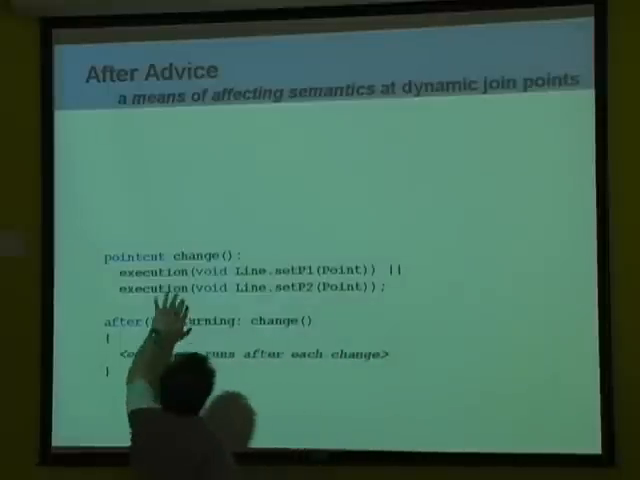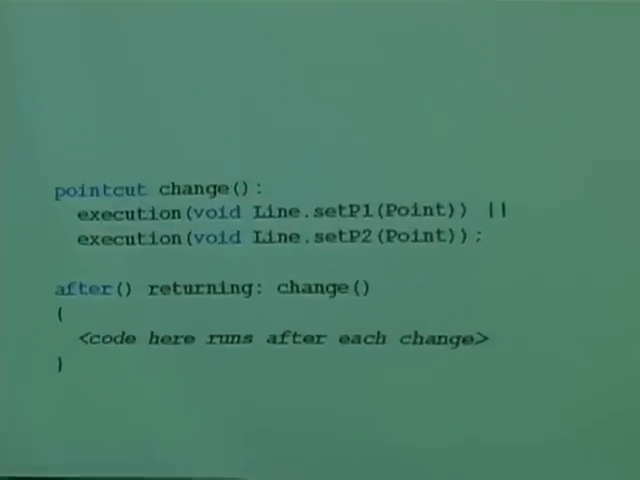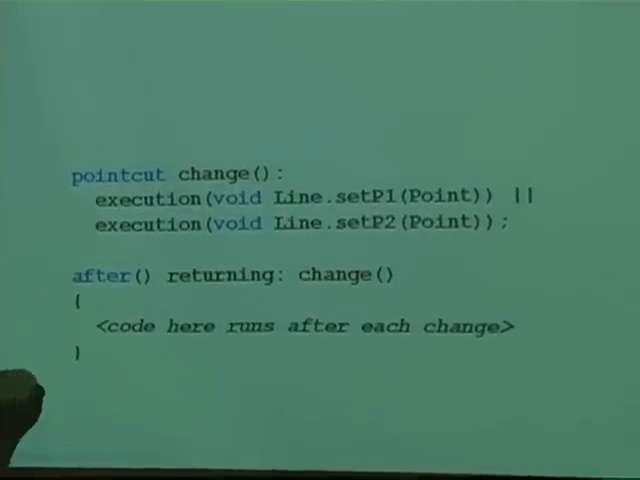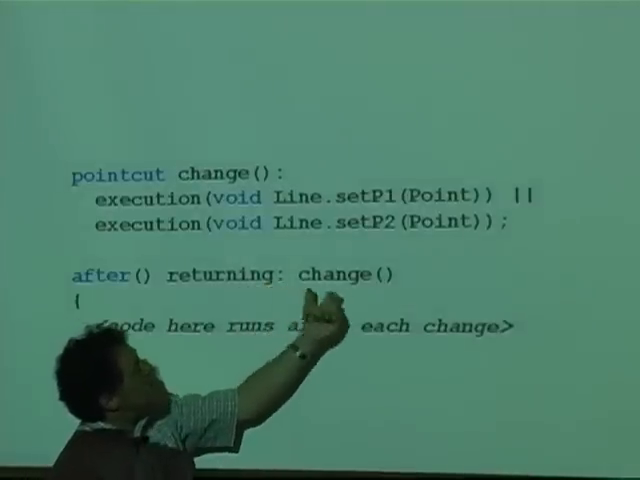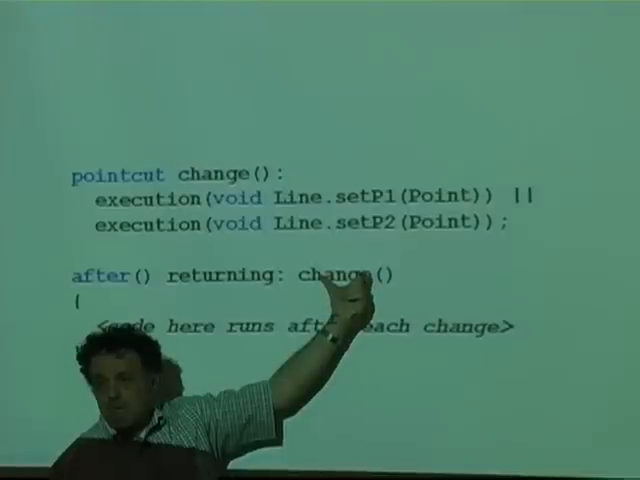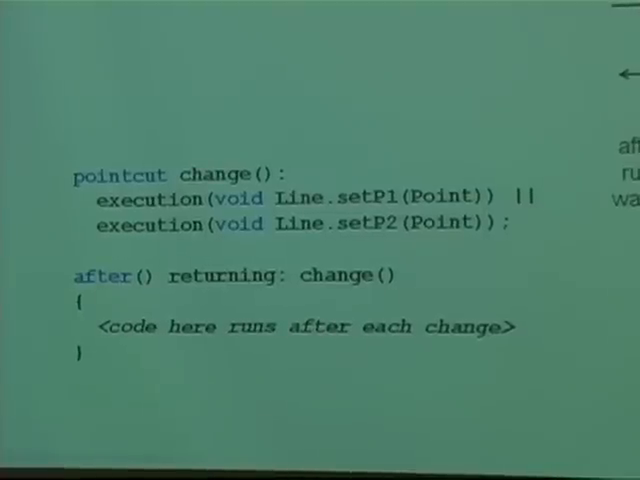So here's one construct, pointcuts. Here's another construct. This is a thing called after returning advice. It's another declaration. It says after returning from any join point matched by this pointcut, I run this code. So you can sort of think about it as I'm bombing along, I hit a join point that the pointcut matches, and on the way back out, I run this code.